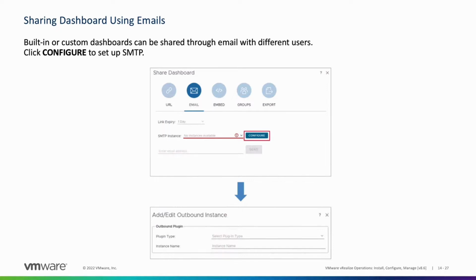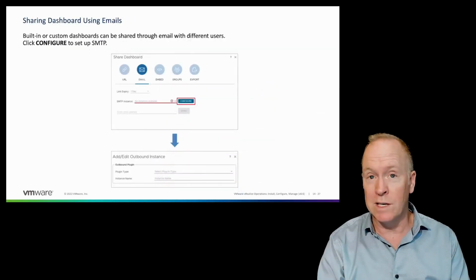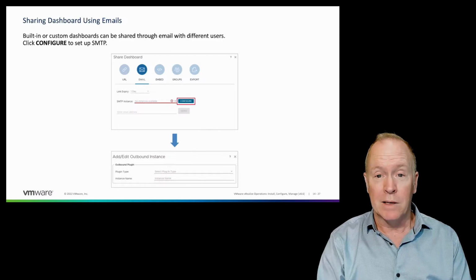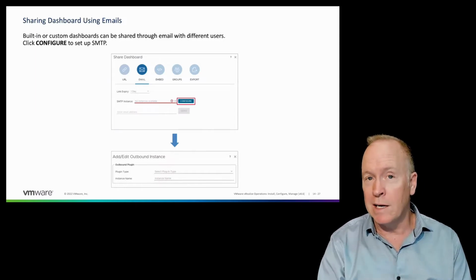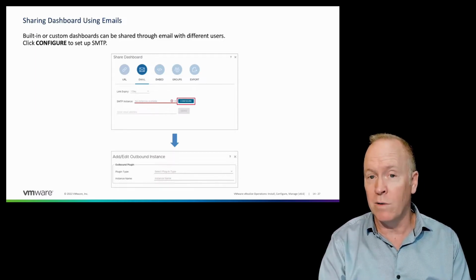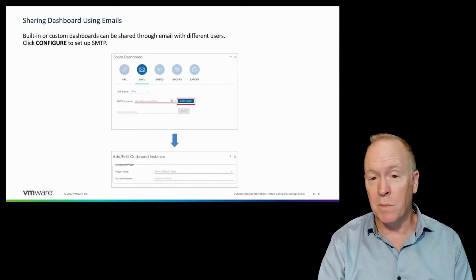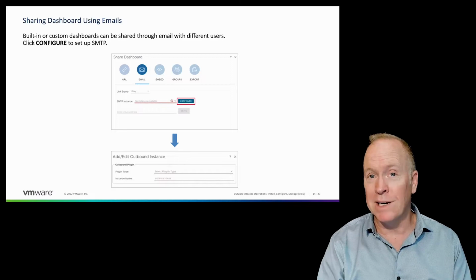Again, when we talked about alert notifications, we talked about how to configure these outbound instances. So now you know how to share a dashboard either by sending a URL, or we will email the link to a person. But as you can see, there are 3 additional techniques. Let's take a look at those.